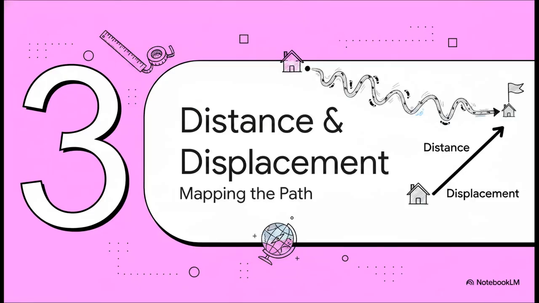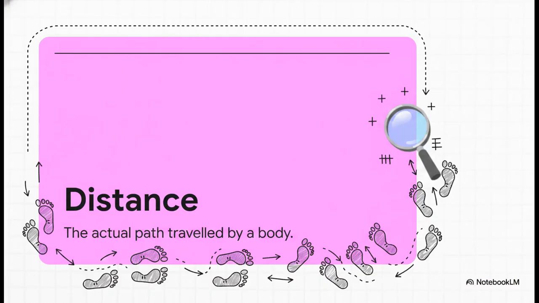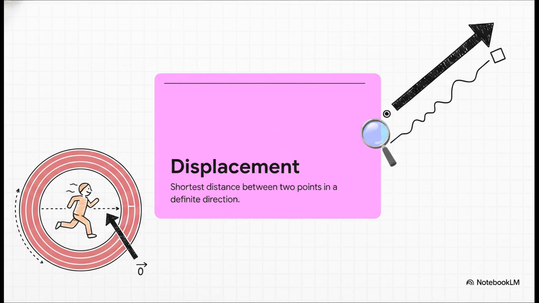All right, Section 3. Distance versus displacement. Mapping the path. When we talk about distance, think of it as the exact footprints you leave behind no matter how much you wander around. It's a scalar quantity. That means it simply tallies up every single step you took along your actual path, without caring in the slightest about which direction you were actually facing. Now, in stark contrast to that, displacement is a vector quantity. This means it only cares about the straight line from your initial point to your final destination. It has to have a definite direction.